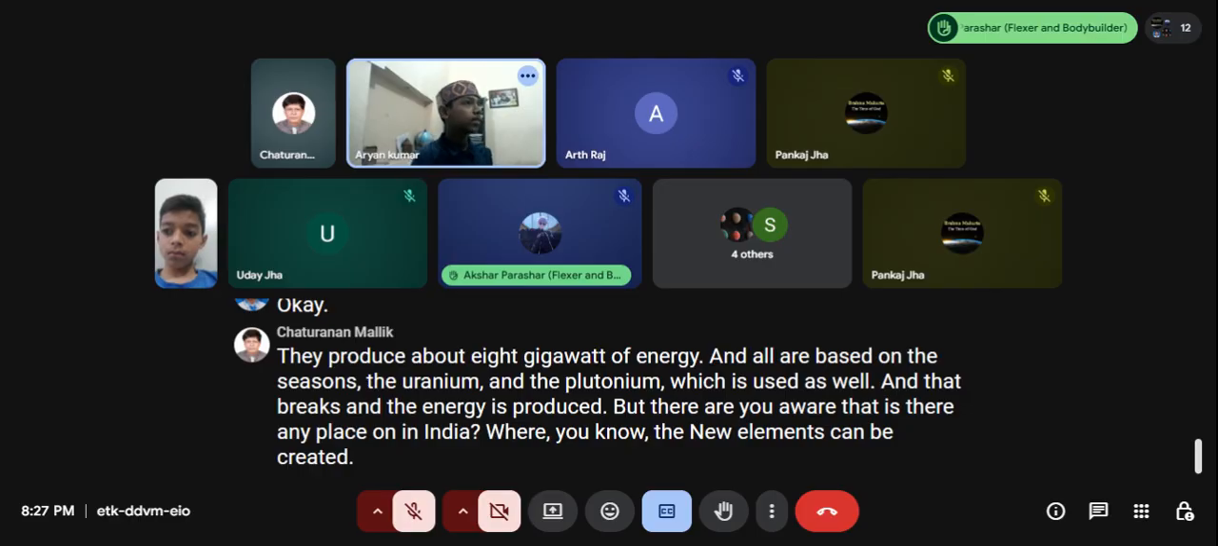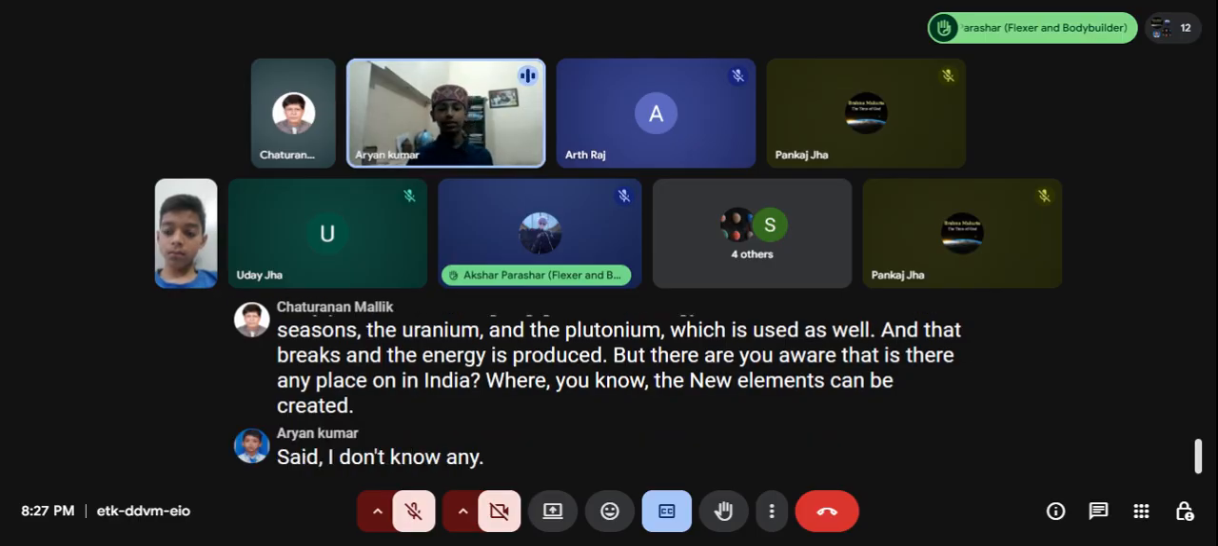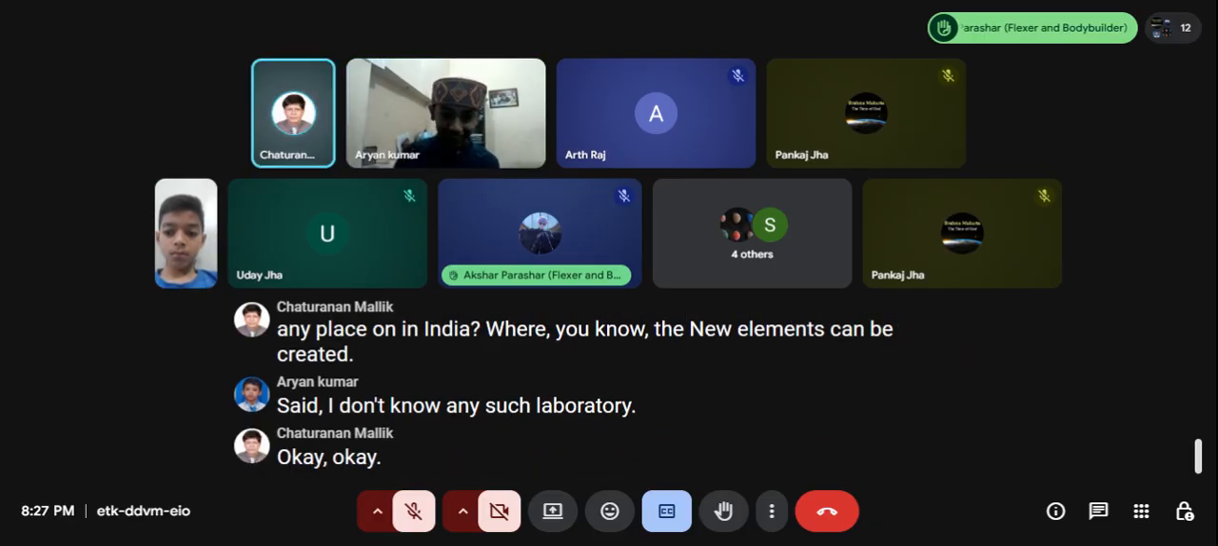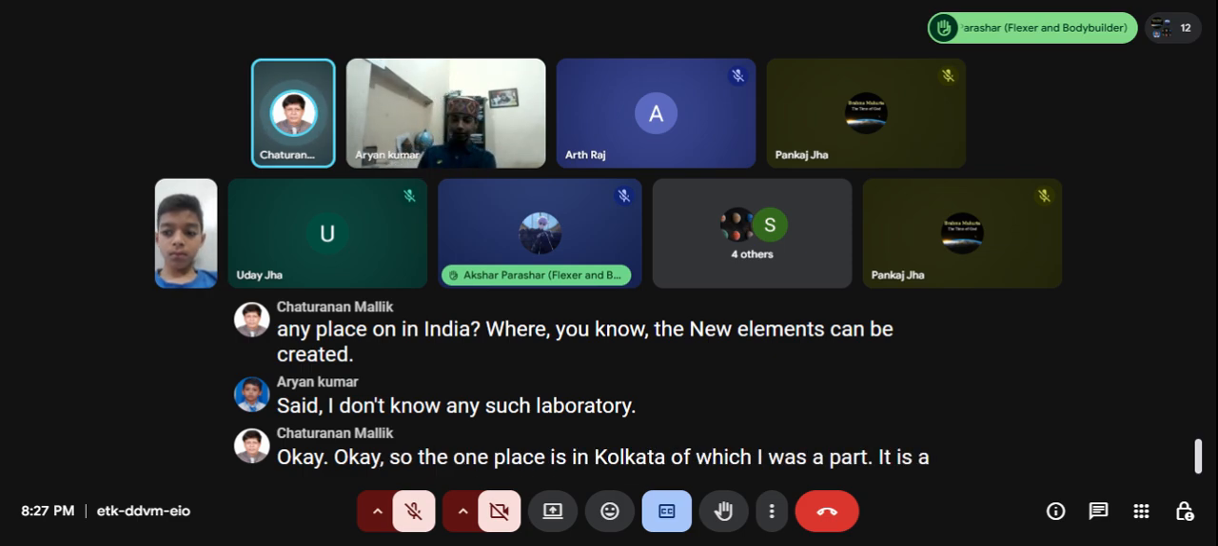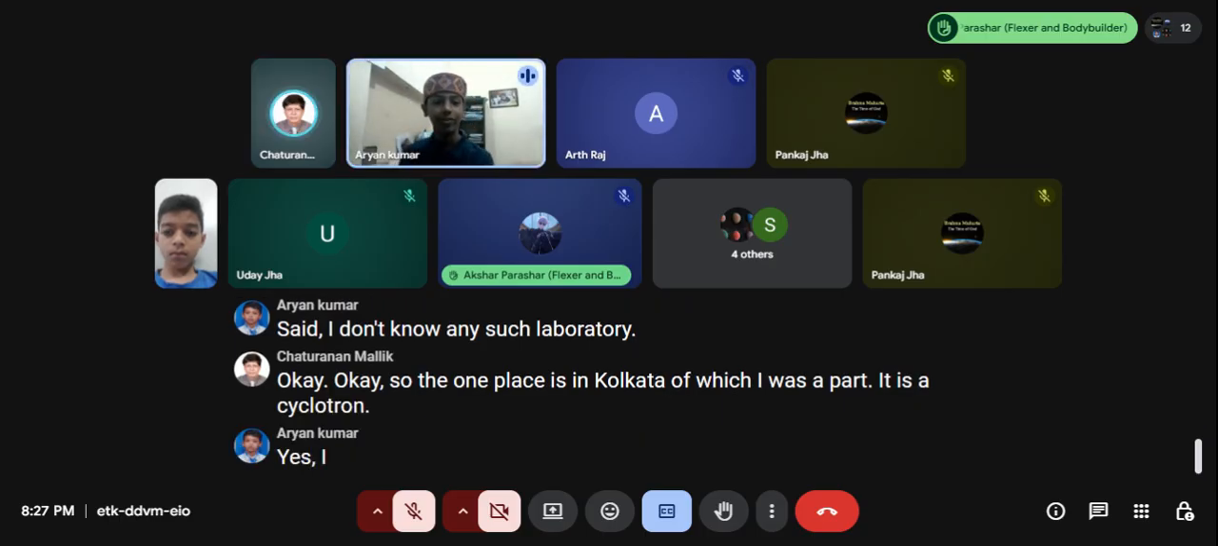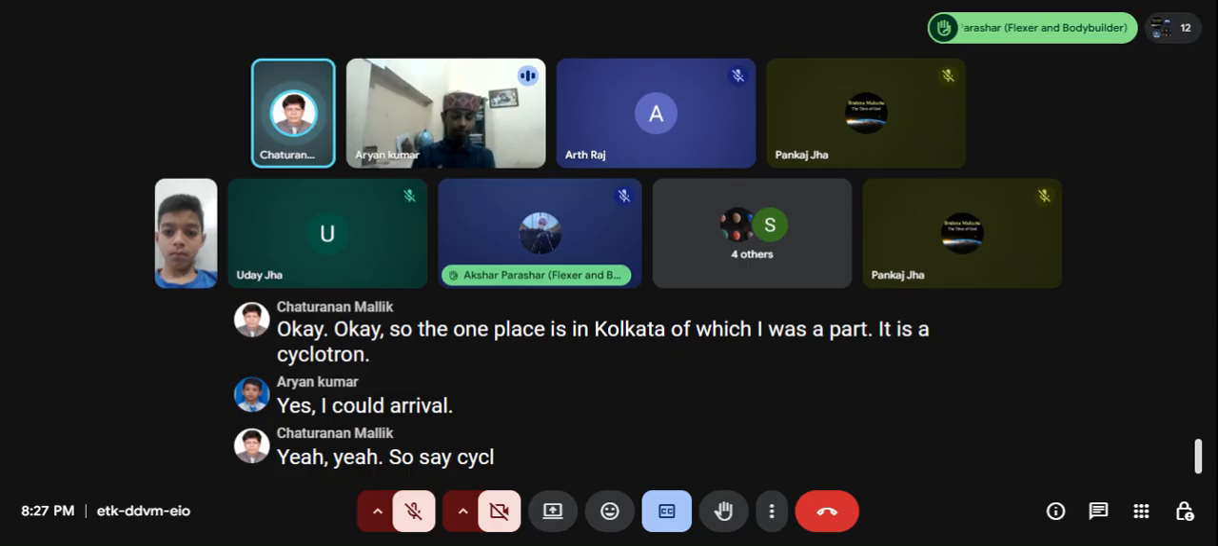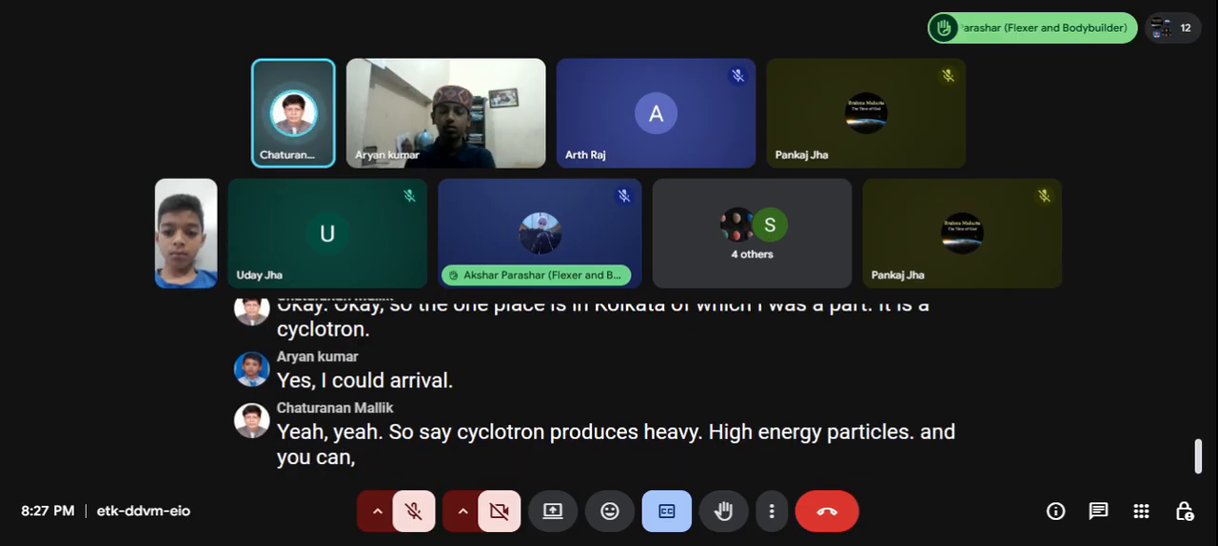Sir, I don't know any such laboratory. Okay. So the one place is in Kolkata, of which I was a part. It is a cyclotron. A cyclotron produces heavy, high energy particles, and you can convert one element to the other element, but they are in very small quantities.